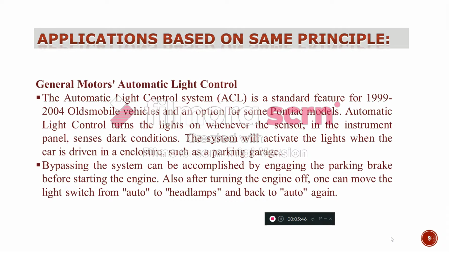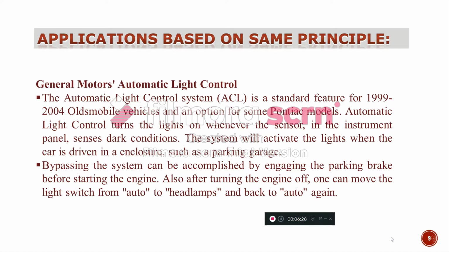Some of the real-time examples are General Motors automatic light control. The automatic control system is a standard feature for 1999 to 2004 Oldsmobile vehicles and an option for some Pontiac models. The automatic light controls turn the lights on whenever the sensor in the instrument panel senses dark conditions. The system will activate the lights when the car is driven in an enclosure such as a parking garage.